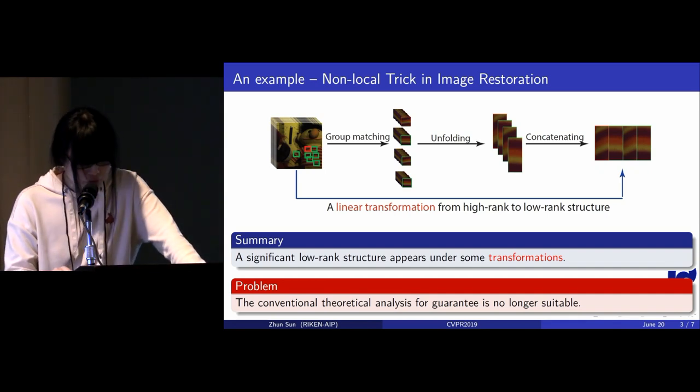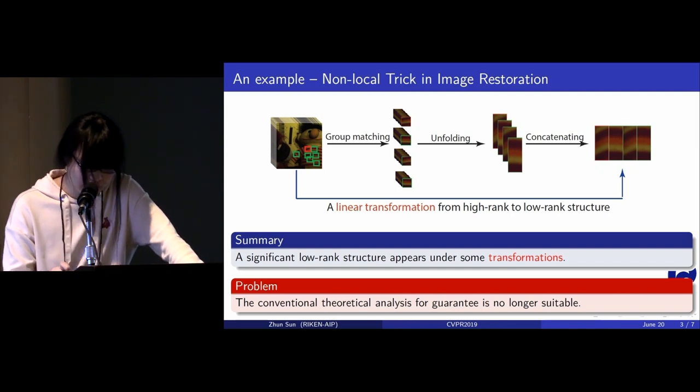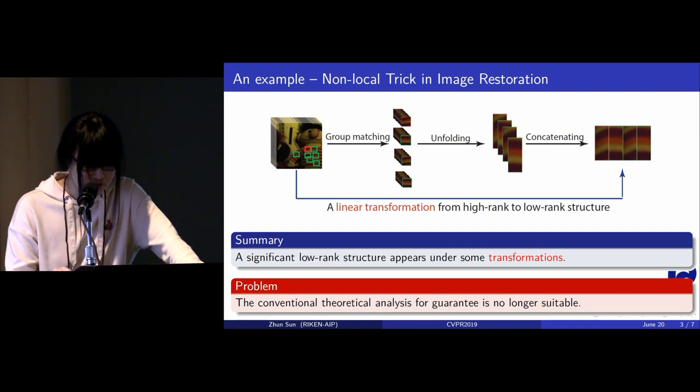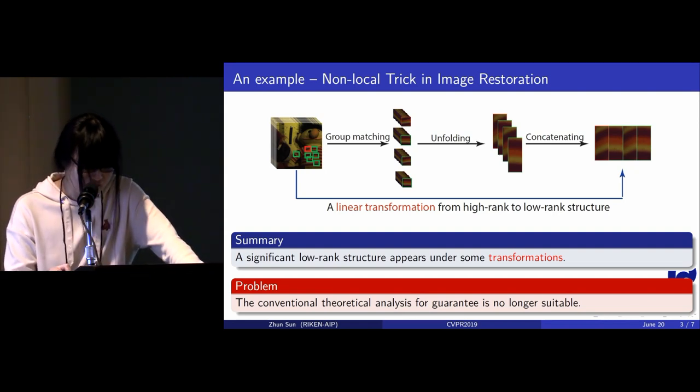Now here is the problem. Although this method works well in practice, the theoretical analysis for guarantees is no longer suitable, since the low-rankness assumption is based on the original data. Thus, we need to build theoretical guarantees concerning the transformations.